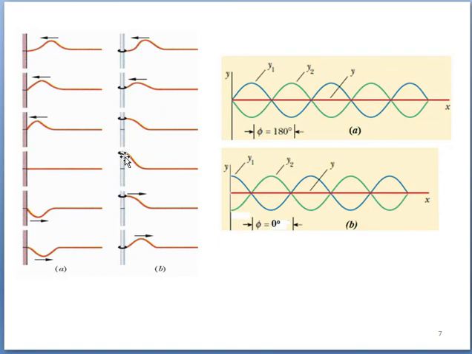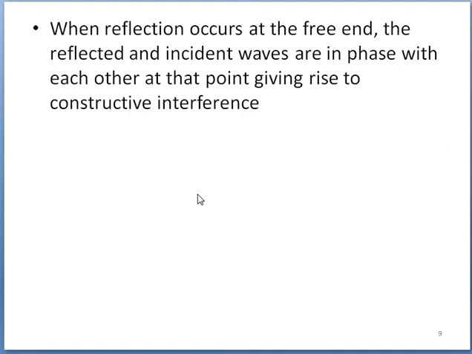That is, at this position the amplitude of the wave has been increased, and the wave is reflected. If this pulse is a crest, it is reflected as a crest at this end, and we always have an antinode at this location, that is, the amplitude will be maximum at this loose end. The reflected wave will have the same phase as the incident wave at this point. So when the reflection occurs at the free end, the reflected and incident waves are in phase with each other at that point, giving rise to constructive interference.